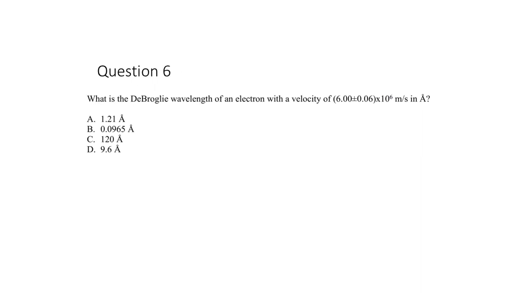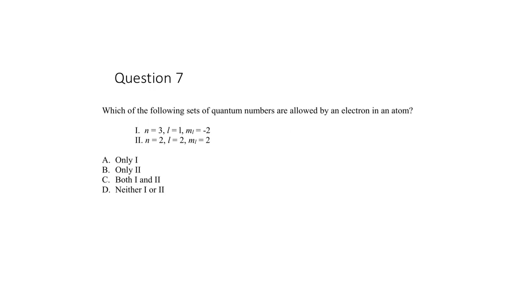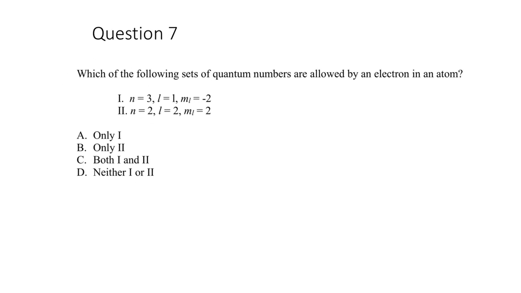Well, this problem we already did, so we don't need to do it again. Which set of the following quantum numbers are allowed for an electron in an atom?